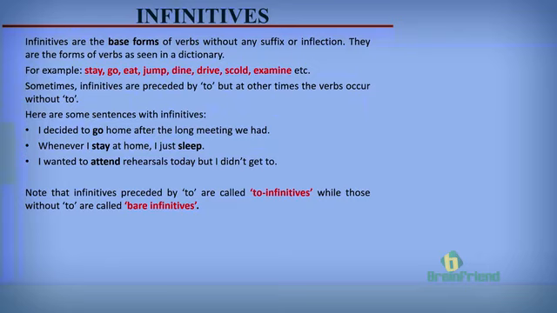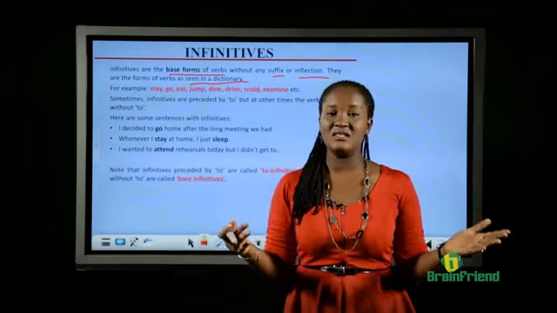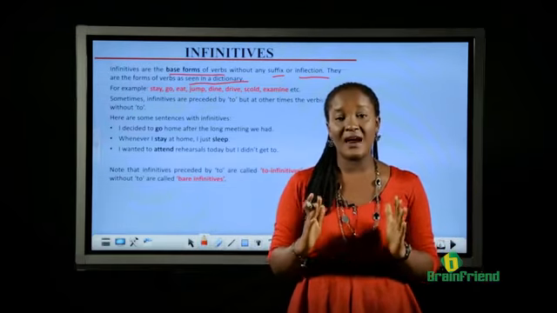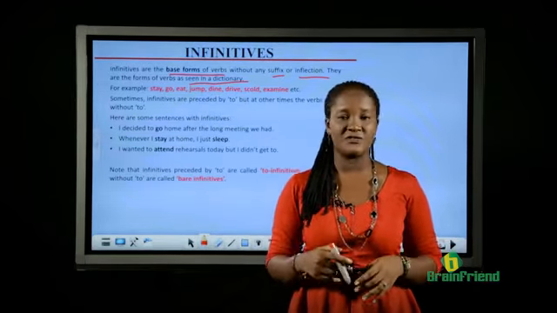Another component of sentences we'll look at is the infinitive. What are infinitives? Infinitives simply refer to the base form of verbs without any suffix or inflection. They are the forms of verbs as seen in a dictionary. Infinitives are the forms of verbs that do not have any suffix attached to them. By suffix, I mean additional letters at the end of the word, like ed or ing, and so on and so forth. They simply refer to the ordinary form of the verb, the base form of the verb.